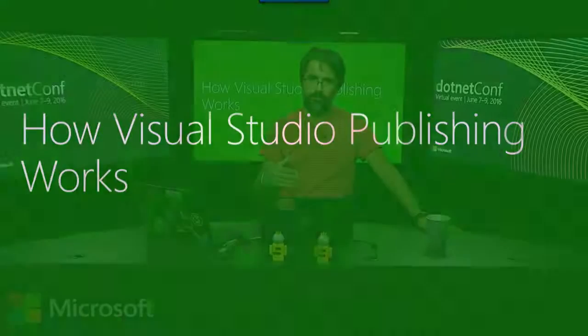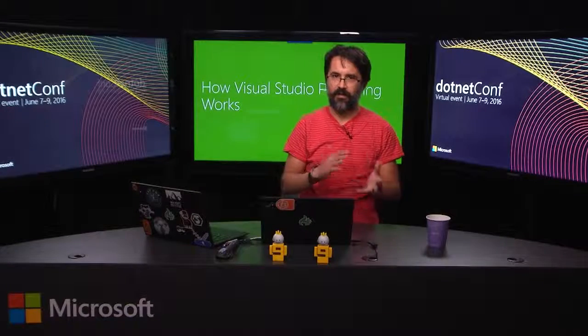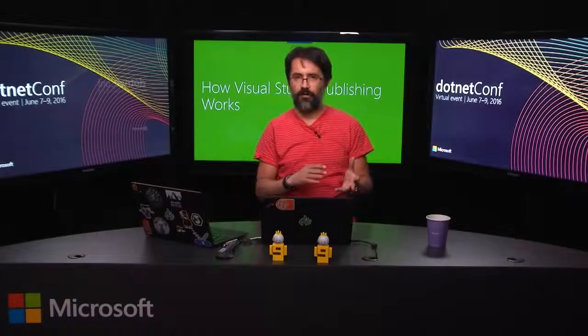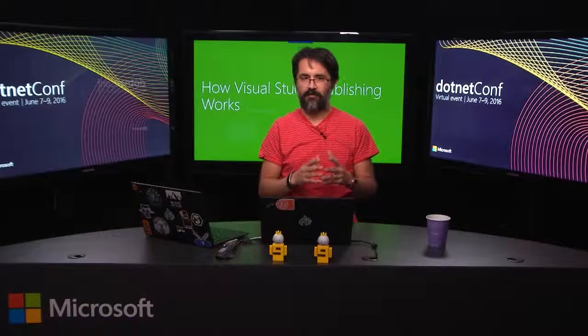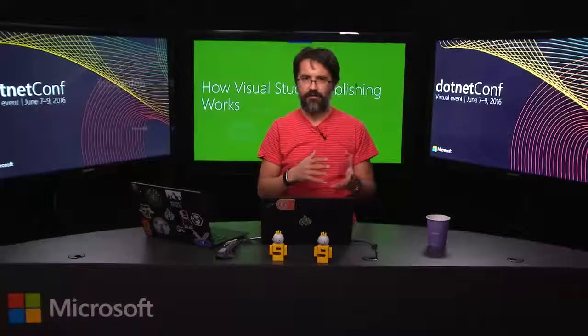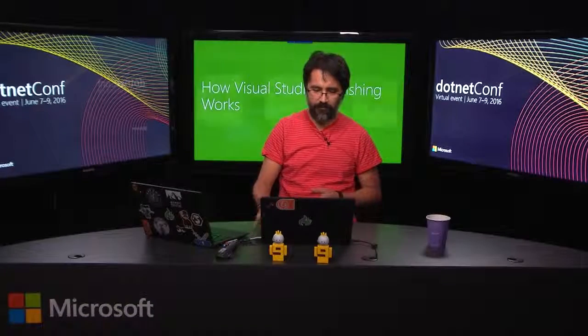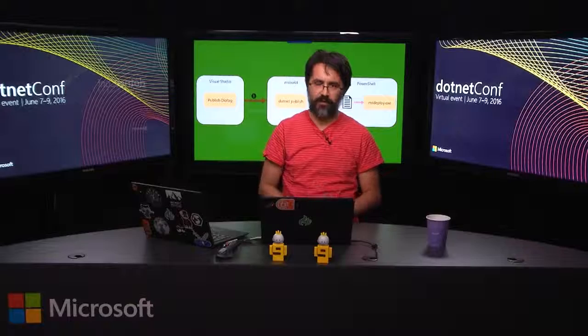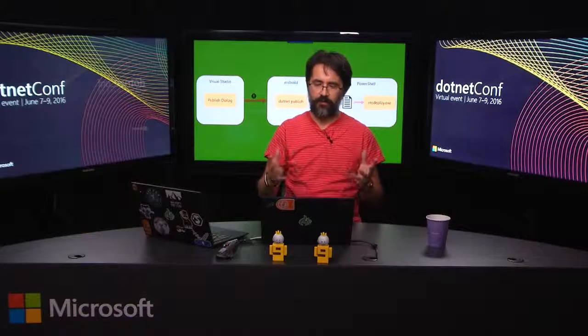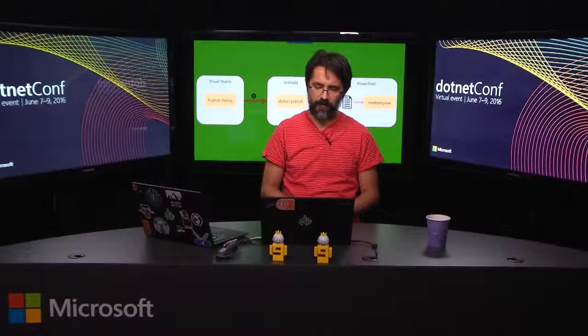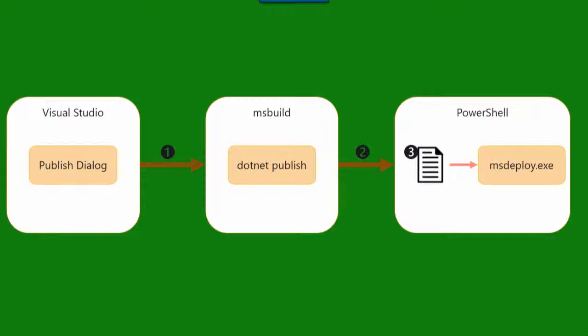So for .NET Core, we decided that we needed a simpler model, and also a model that matches what somebody would do at the command line a little bit more. So I've got a diagram here that shows how the publish process works now for .NET Core applications. It's essentially 3 steps.